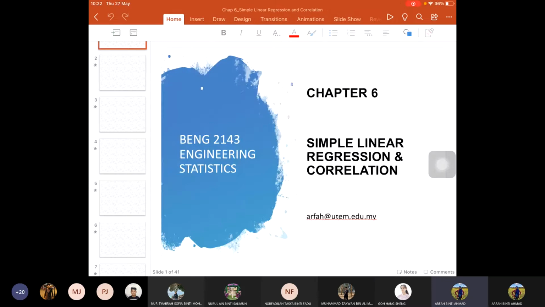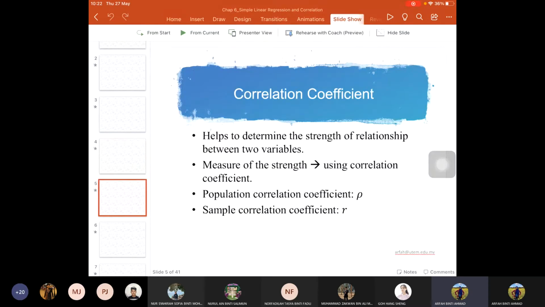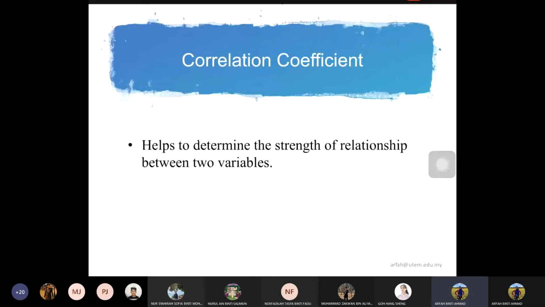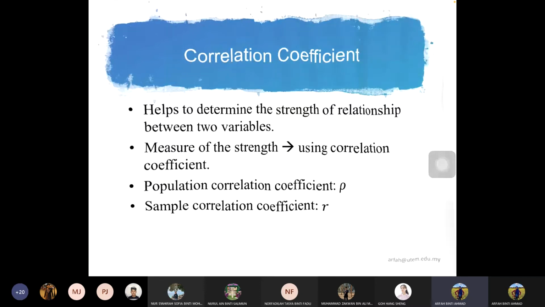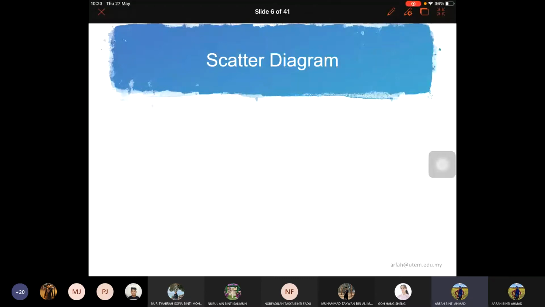Okay, so if we take a look at this one, kita dah go through to this one, slideshow. So correlation coefficient is the measure of how strong is the relationship between the two variables. So population correlation coefficient will be denoted by rho and sample correlation coefficient is denoted by R. So dia punya step, first thing first, determine what is your X and what is your Y. Okay, so itu yang mula-mula.